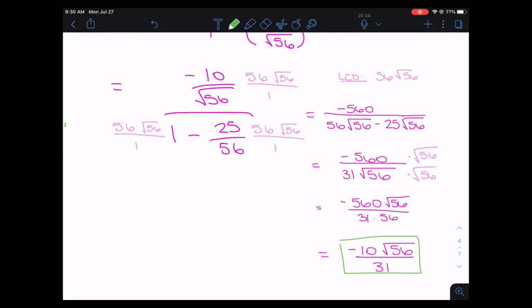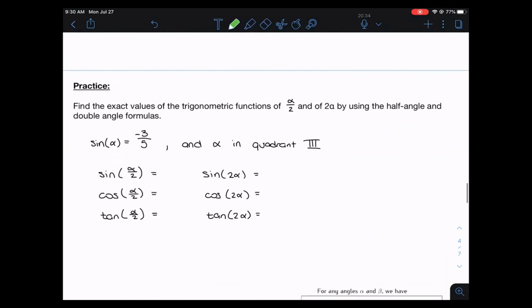All right. So, your turn. Okay, now you guys are going to practice. So you guys are going to do the half angles. So you guys are going to find the half angles and double angles given this information. And that's how you guys can practice.